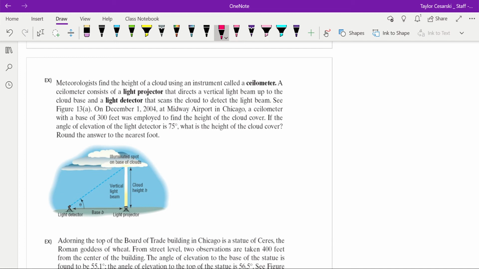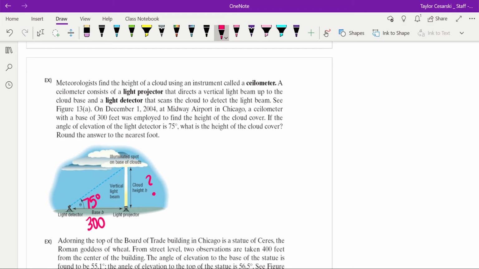With a base of 300 feet, so the base down here is 300 feet, was employed to find a height of the cloud cover. If the angle of elevation to the light detector was 75 degrees, what is the height of the cloud cover? So that's what we want to find, and round your answer to the nearest foot.